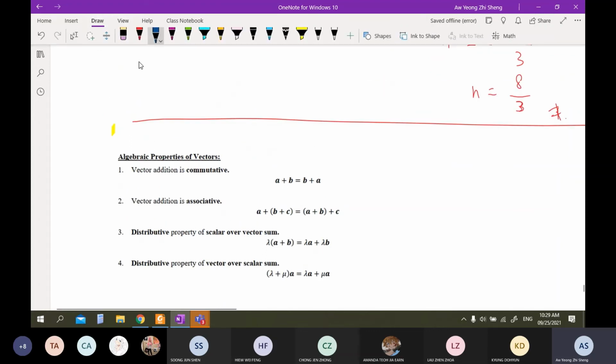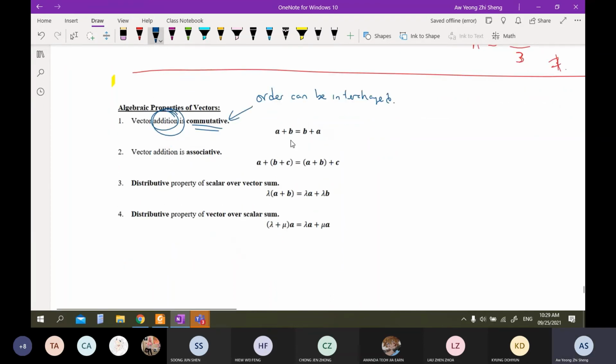First of all, vector addition is commutative. Commutative means you can interchange the order. I'm talking about addition. Commutative is not true for subtraction. It's only true for addition. So a plus b equals b plus a, if a and b are vectors, where you can interchange the order of a and b.